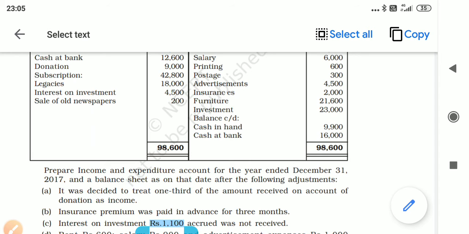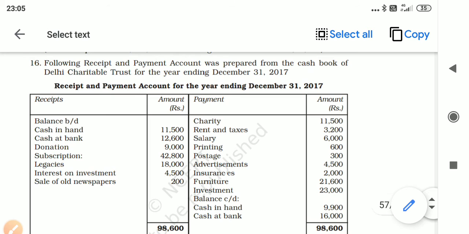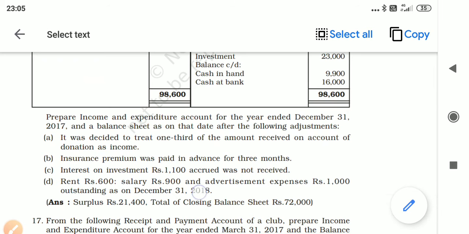Next item, rent of rupees 600, salary 900, advertising expenses 1,000 are outstanding as on 2018. So what is the current year? 2017. So children, it's a printing mistake. It is not 2018. Change this to 2017. So these are the current year's outstanding.